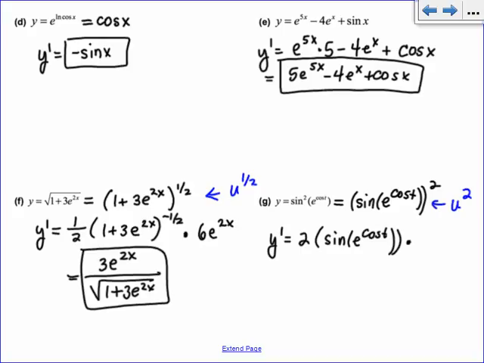and then times the derivative of the inside. So the derivative of the inside is going to be cosine of e to the cosine of t times the derivative of e to the cosine of t, which is e to the cosine of t times negative sine of t. There's a lot going on there. Do you guys understand that? So just keep taking the derivative, derivative, derivative.